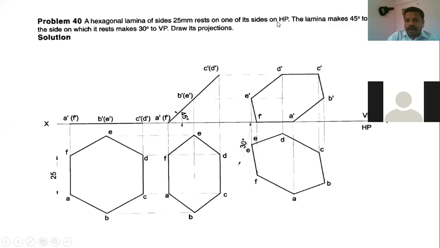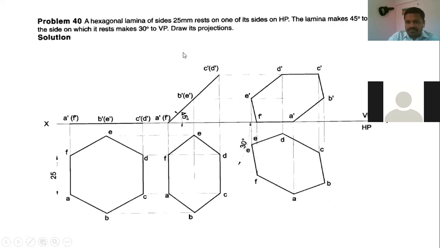That's clear, on HP, that's what we require. So we require the plane to rest on HP, either on corner condition or on side condition. Here it is clearly mentioned that it's resting on HP on side condition. Then we require the inclination of the plane with respect to HP as well as VP. As given, the lamina makes an angle of 45 degrees to HP on the side on which it rests. It makes an angle of 30 degrees to VP. Draw its projections.